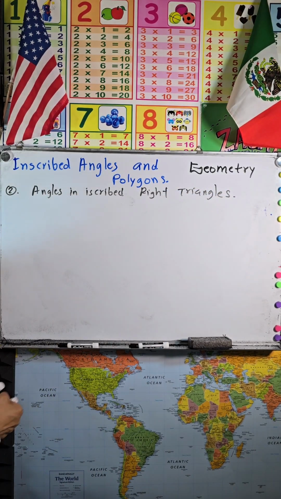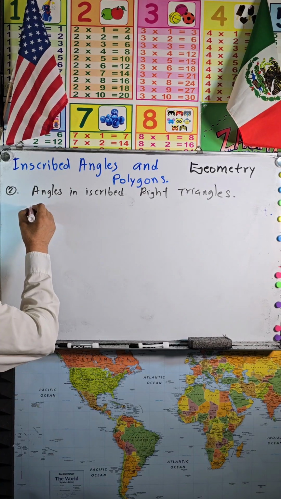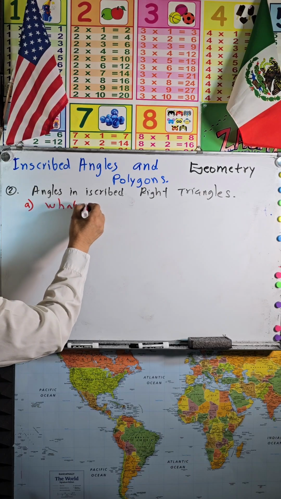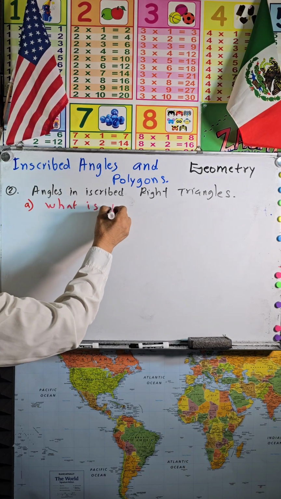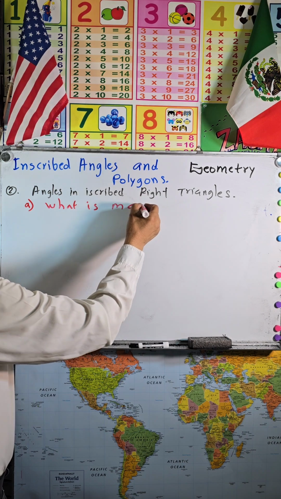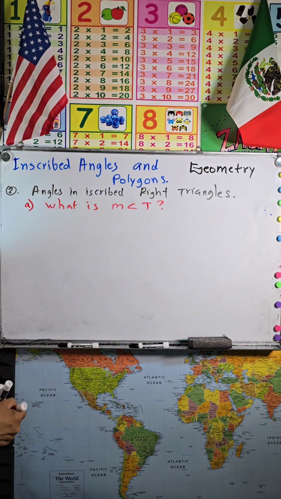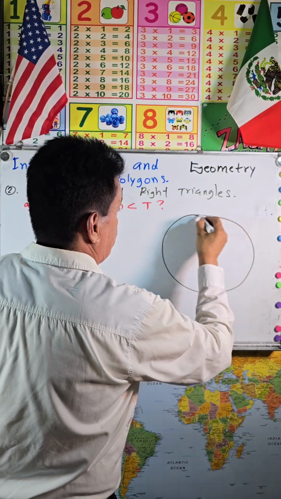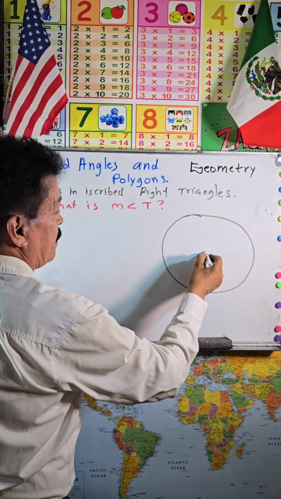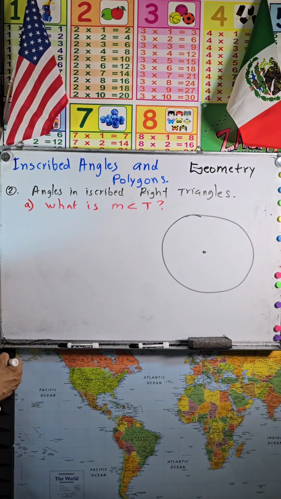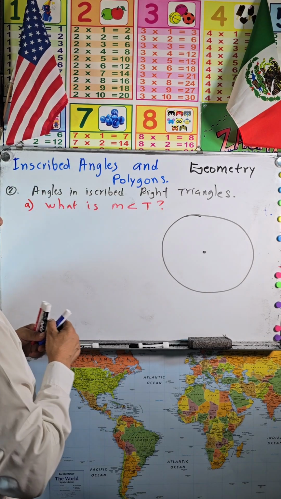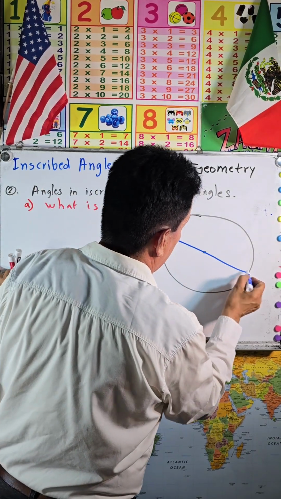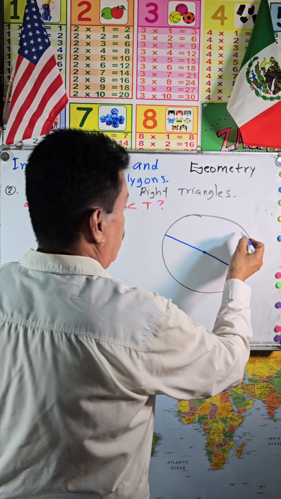Okay. Let's write one problem. What is the measure of angle T? Let me make a picture. Okay. And then we will have some triangle right here, just a cross like this. It will be a right triangle here.